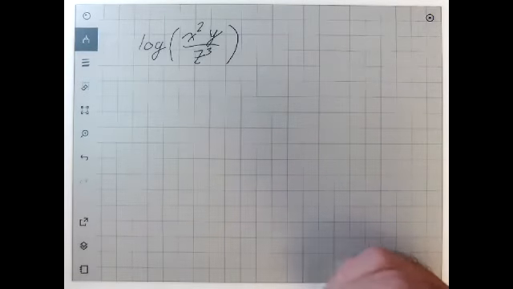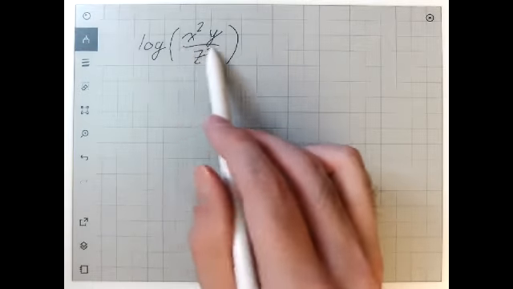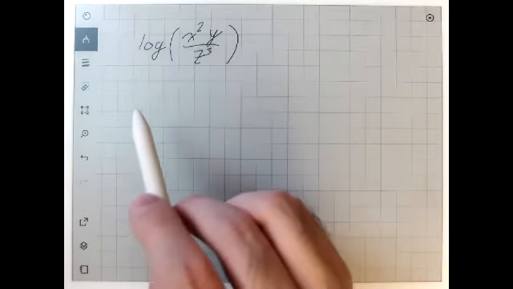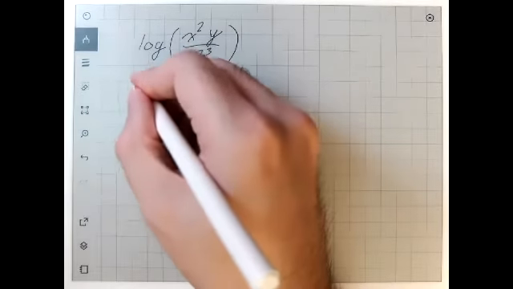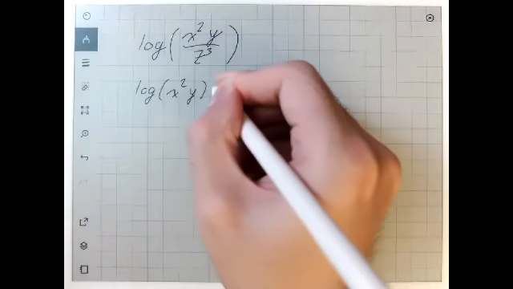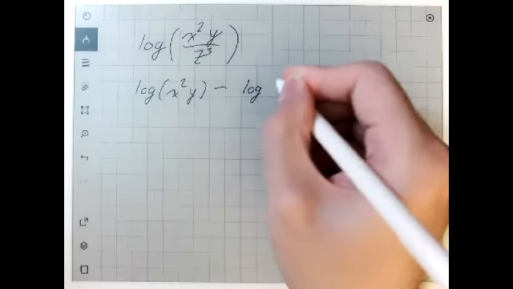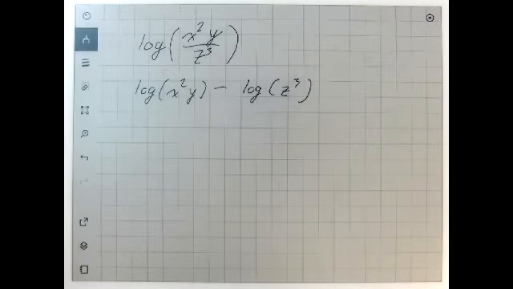But working kind of from the outside in, the way we would when solving an equation, the big thing going on here is this fraction bar, this division. So the first thing I'm going to do is split the log up over the division. Right, so it becomes log of x squared y minus log of z cubed.